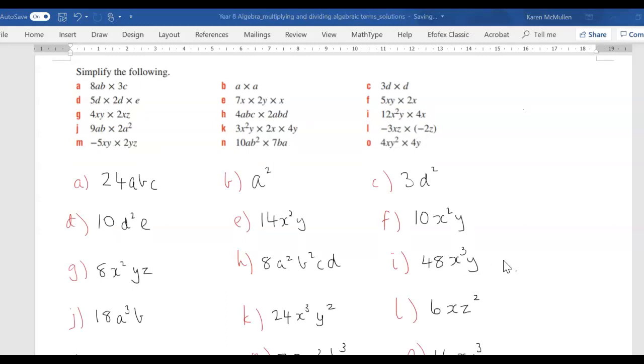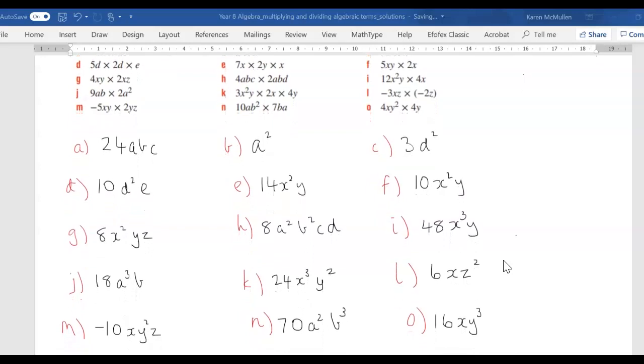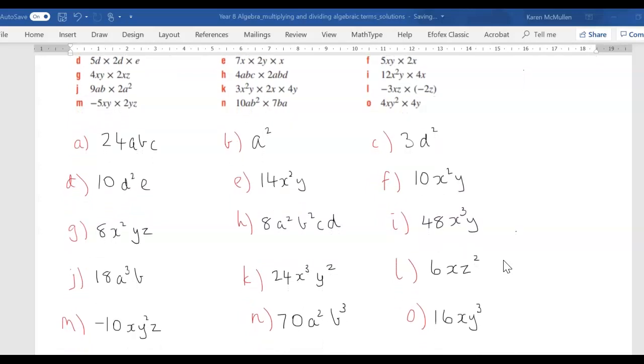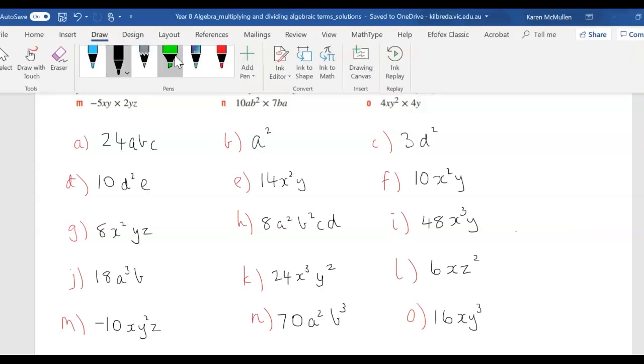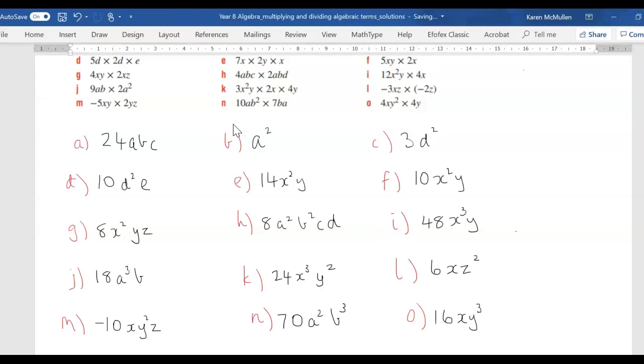All right, so hopefully you had a go at doing some of them or maybe all of them on your own. So here are all the answers if you want to pause and check how you went. With the multiplication, there weren't many tricky ones. Let's have a look though, maybe a few. I can remember which ones were the tricky ones. There were a few negative numbers.